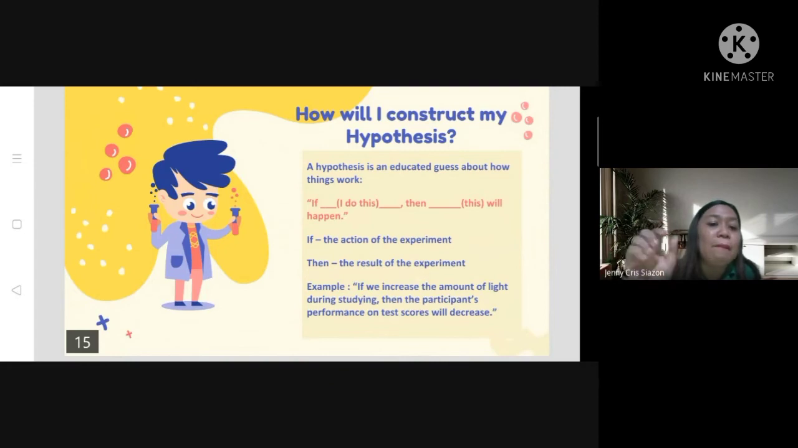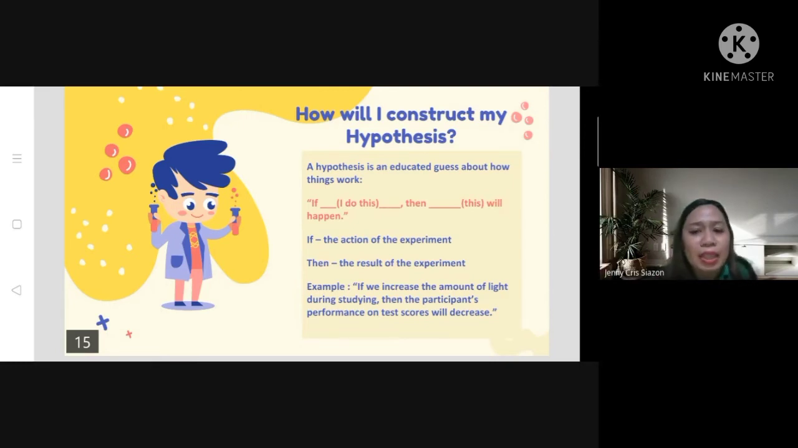Example, if blank, I do this, then blank will happen. If and then statement. If signifies the cause and then signifies the result. If is also the action that the researcher will be doing in the experiment. And the result of that action is the effect, no? Or the statement or the phrase followed by then.